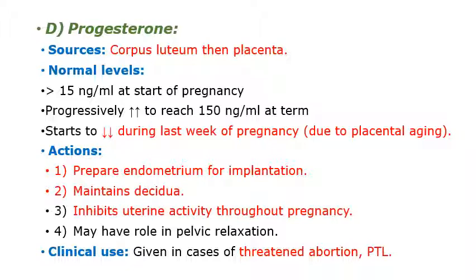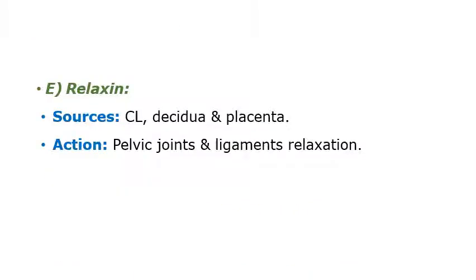The action of progesterone is to prepare for implantation and maintain the decidua, and inhibit uterine activity throughout pregnancy. That's why when it decreases in the last week of pregnancy, it initiates labor pain. As a clinical use, it is given in threatened abortion and in preterm labor. Relaxin is from the corpus luteum and decidual placenta, and its action is to relax the pelvic joints and ligaments.